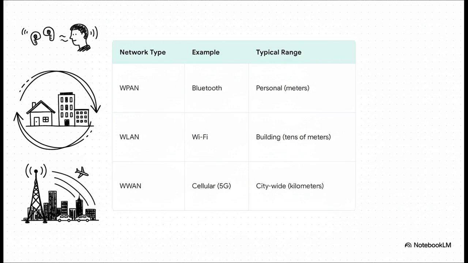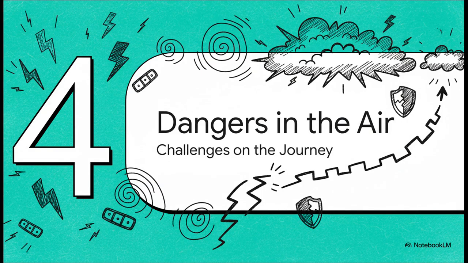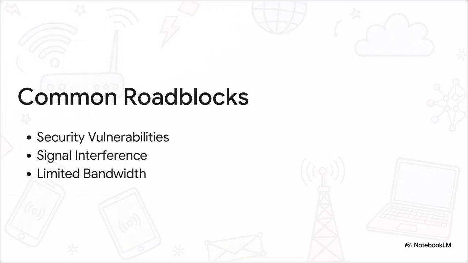And for connecting when you're out and about, it's a wide area network, a WWAN, like the 5G cellular network. But this journey, it's not always a smooth ride. Traveling through the open air is risky, and our little data packet has to face a bunch of dangers along the way. And these are the three big ones.